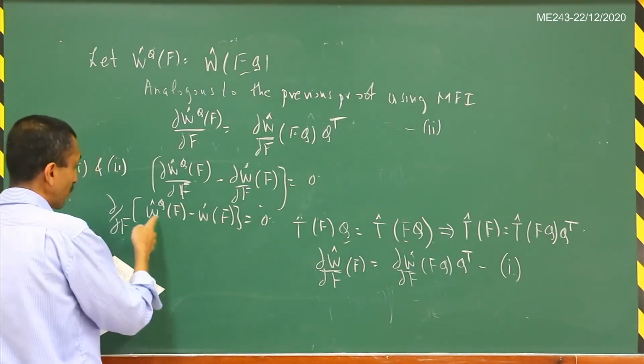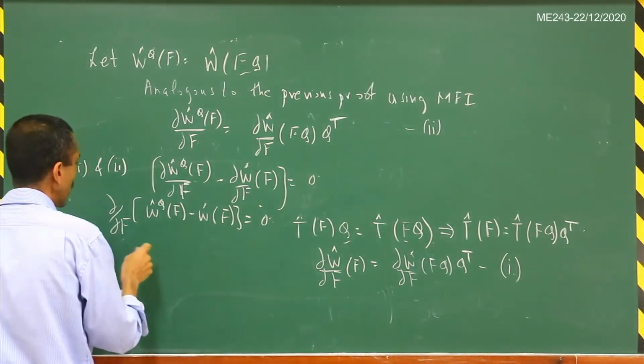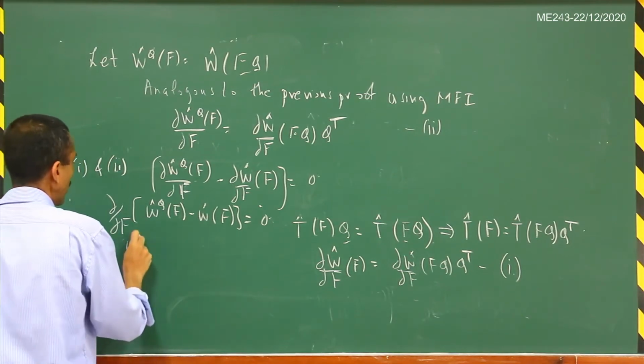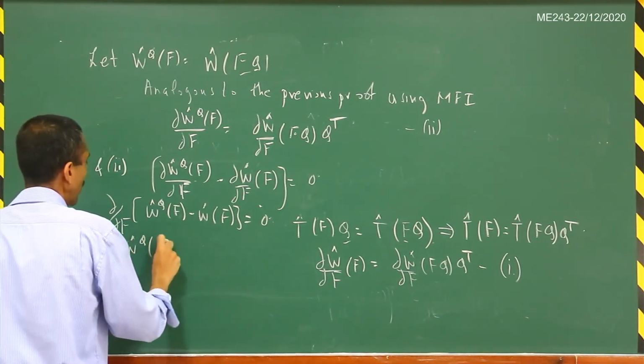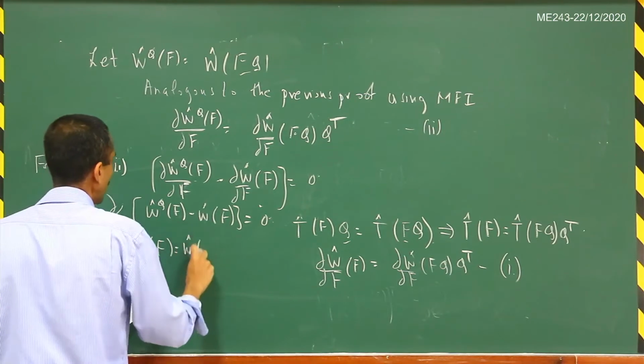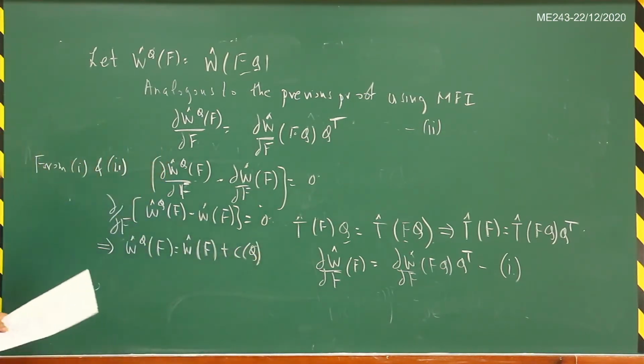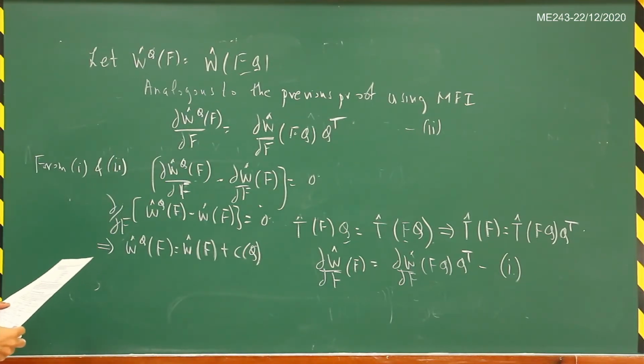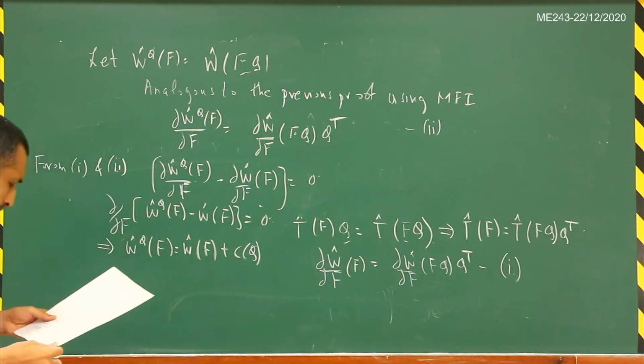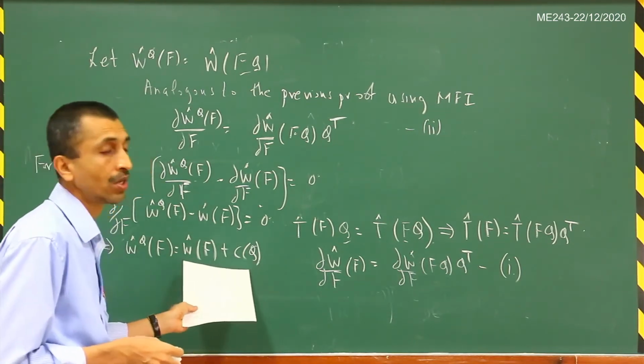Conversely, suppose this relation is equal to 0. Then this implies that W hat of Q of F is equal to W hat of F plus C of Q. So this is exactly as we did it in the last class, and we had shown there that this C of Q goes to 0.